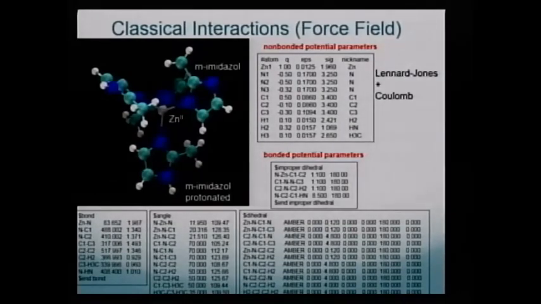This imidazole is not protonated. This one is protonated. So we have four substitutions. And we have the label of the atoms, the charges, epsilon, sigmas. We have here the nickname for each atom. We have all the bond parameters, angles, torsions, dihedrals, impropers, out of plane. So we have a lot of numbers, and now we can start the simulation.